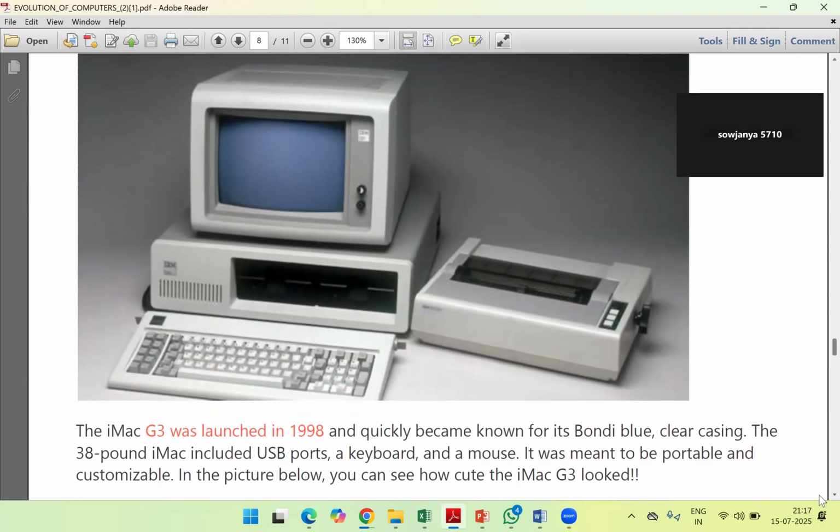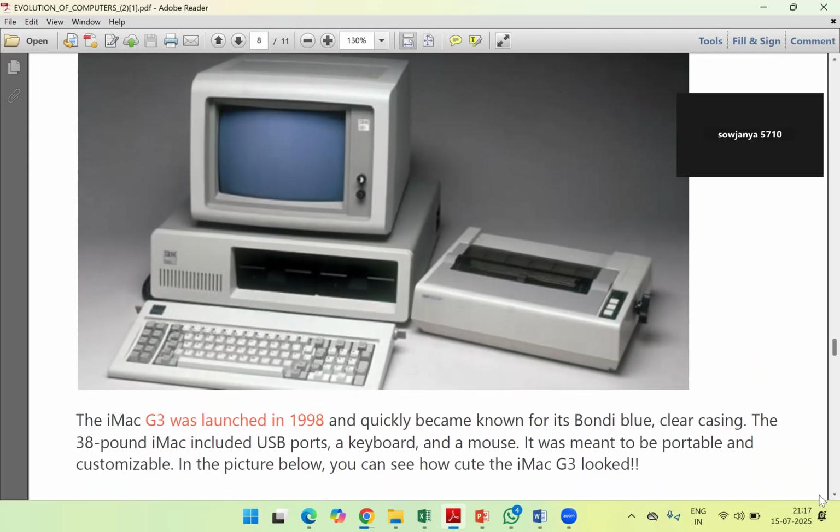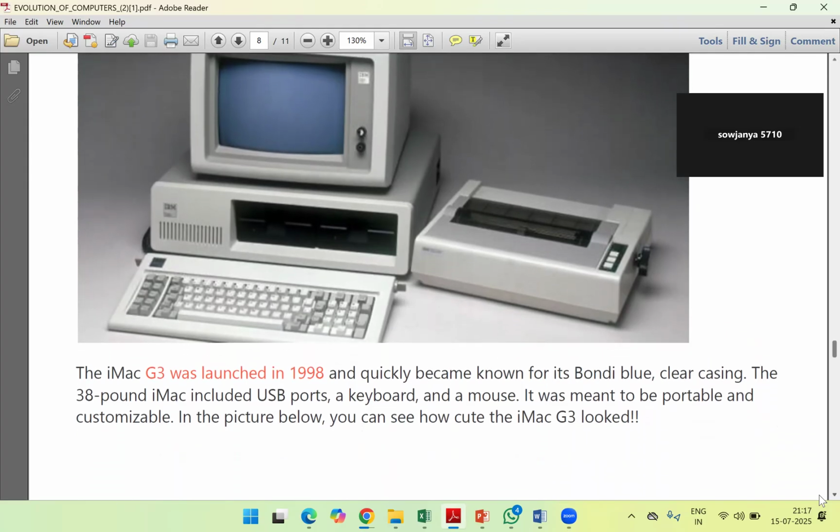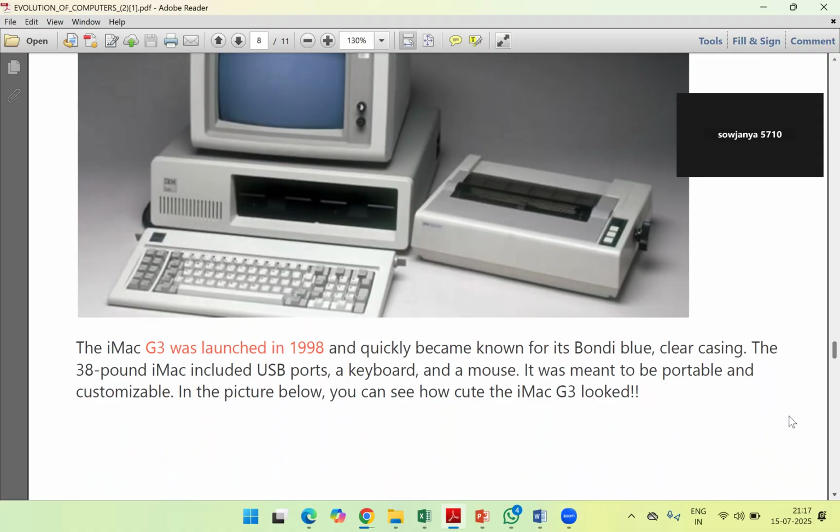And this one is the iMac G3. This was launched in 1998, known for its Bondi blue screen and clear casing. The 8-pound iMac included USB ports. So some features are also there, like the previous punch cards we already discussed. No, keyboard and mouse are going to be used. It is portable and comfortable.